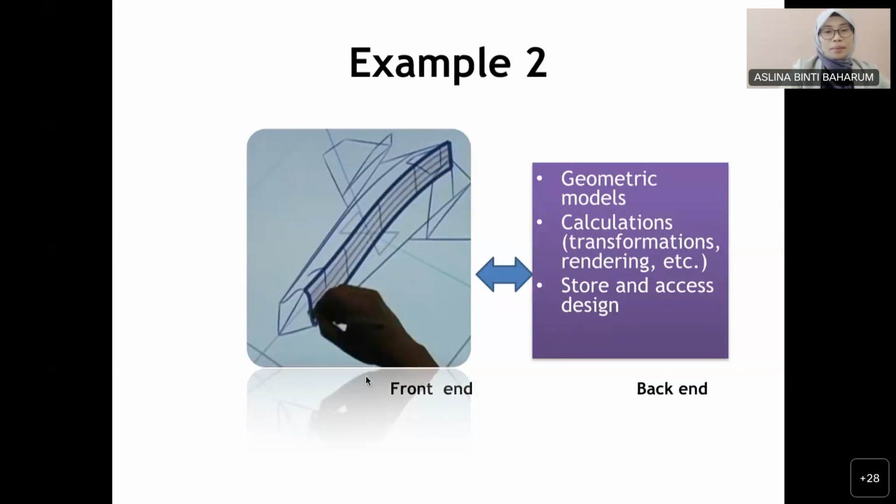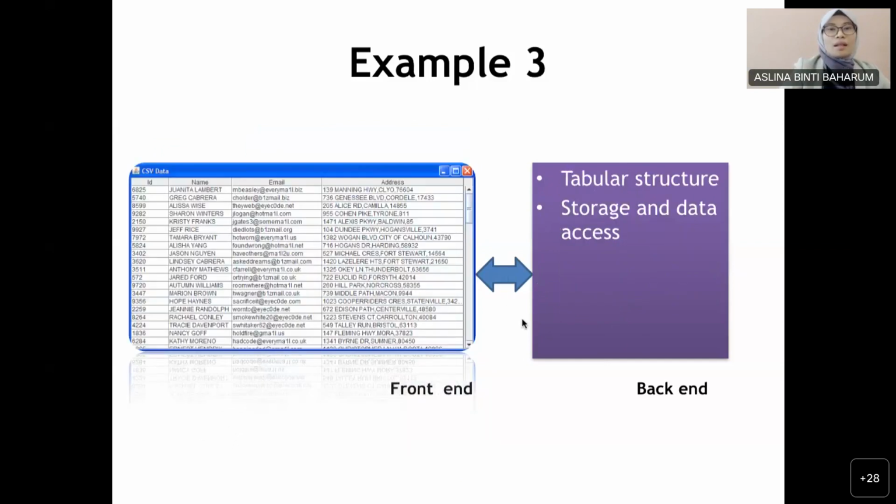Another example: front end is what you draw, you act, you do something, and you can also see it. This is front end. The back end is behind it, what's happening: the calculation, transformation, the storage. Another example is Access, Excel or CSV data. The front end is the table that you can see, and you can also edit and add. The back end is the storage, where the data is being stored.